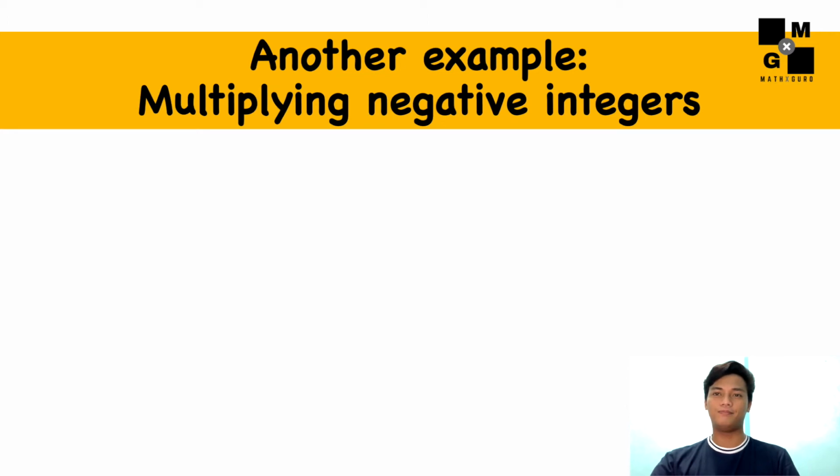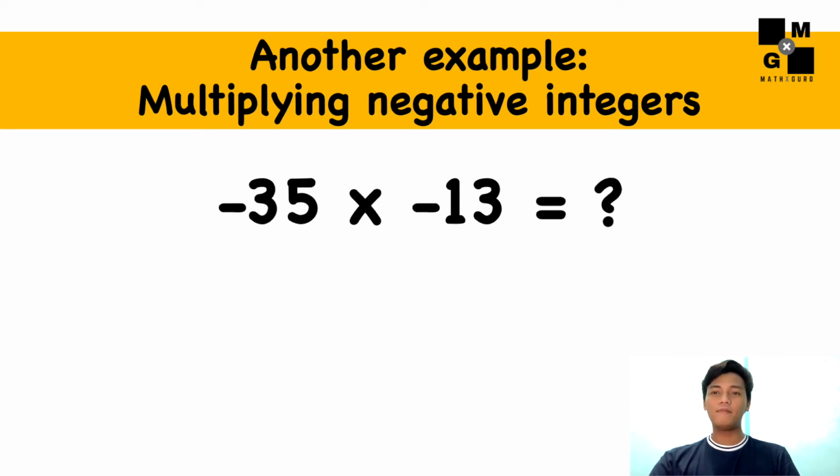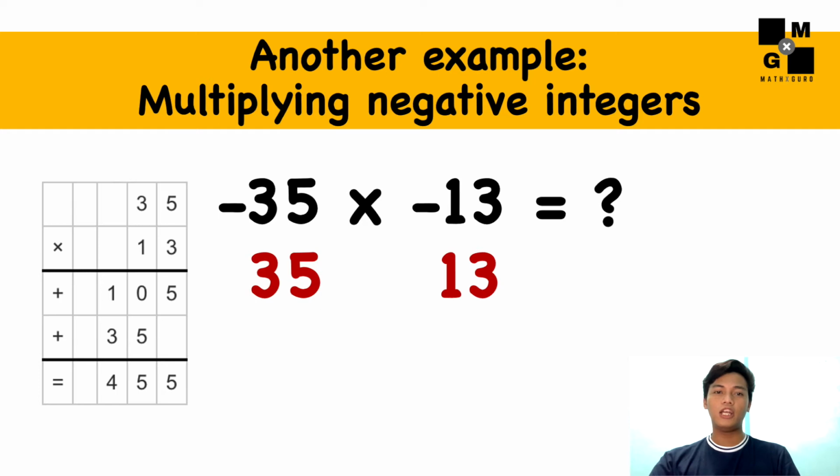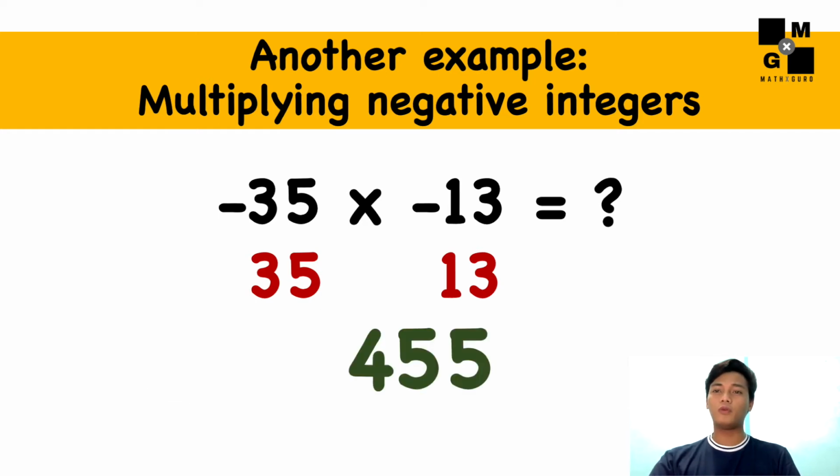Another example, negative 35 times negative 13. The absolute values are 35 and 13. If you multiply 35 and 13, you will get 455. But what will be the sign of 455? So since both numbers have negative signs, 455 will be positive. So the answer is positive 455.